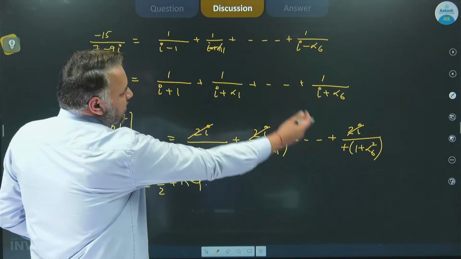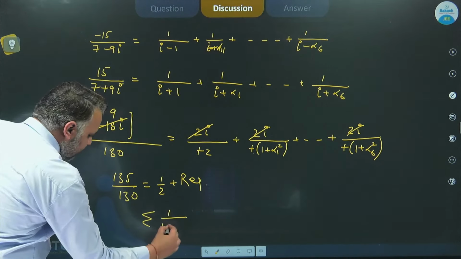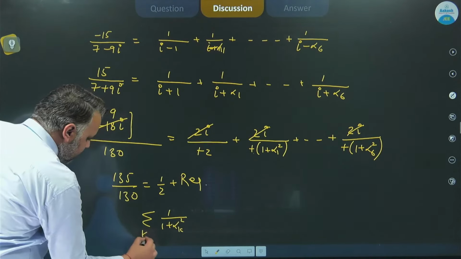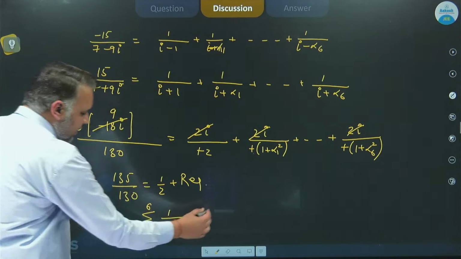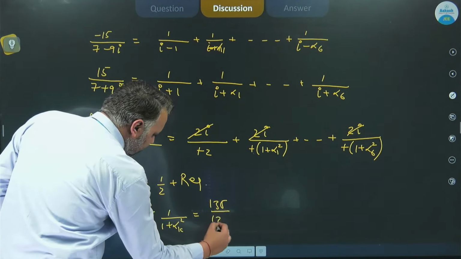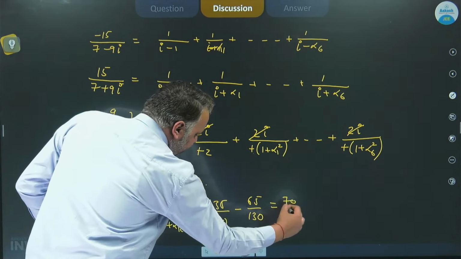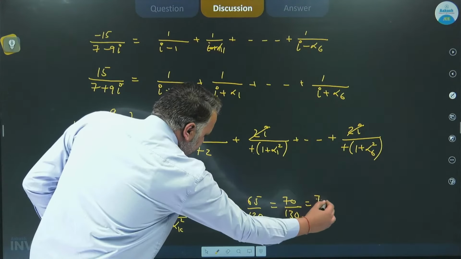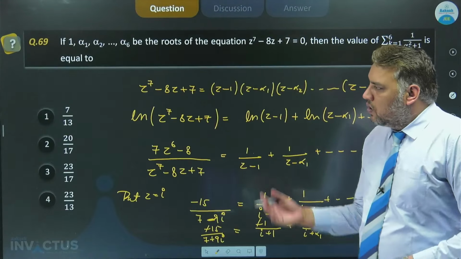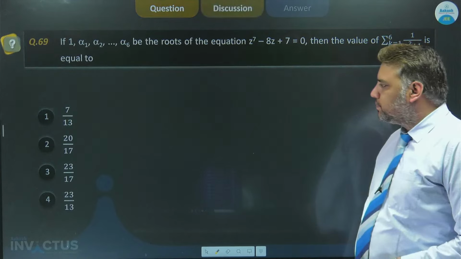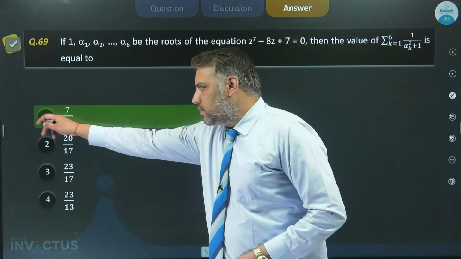We have to calculate this summation and comment on it. So the required summation, 1 upon 1 plus alpha k square, k is equal to 1 to 6, is nothing but 135 divided by 130 minus 65 by 130, because that is half only. So 70 by 130, or you can say it is 7 by 13. So 1 should be the correct option, 7 by 13. So 1 is the correct option.